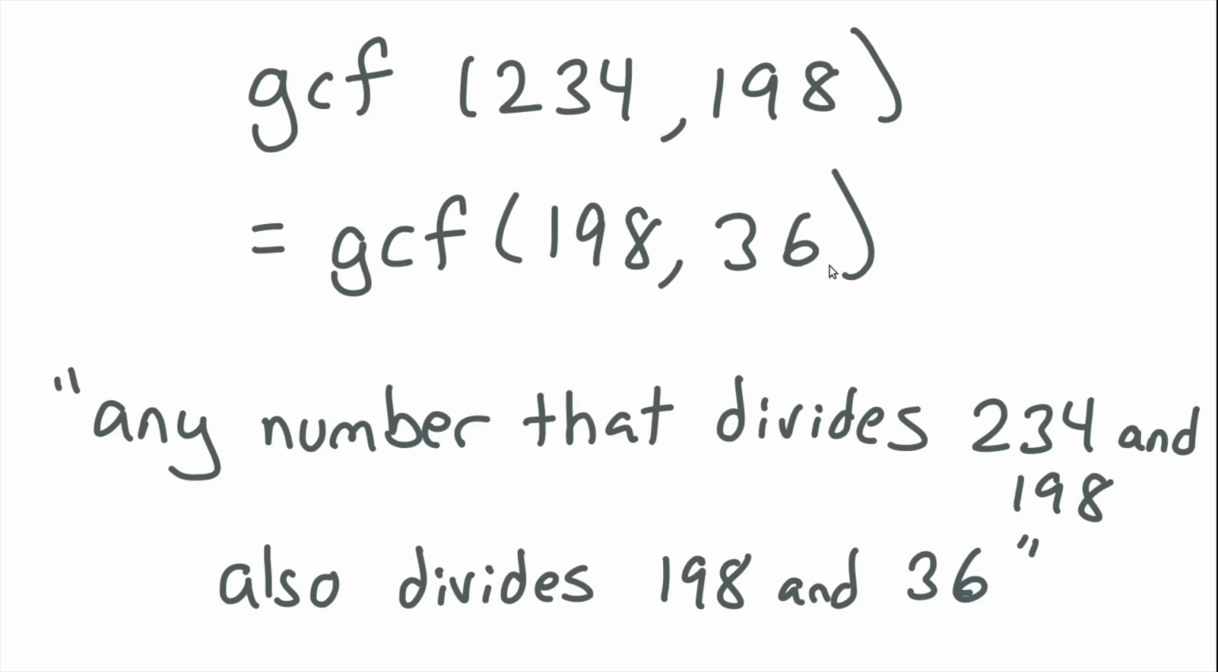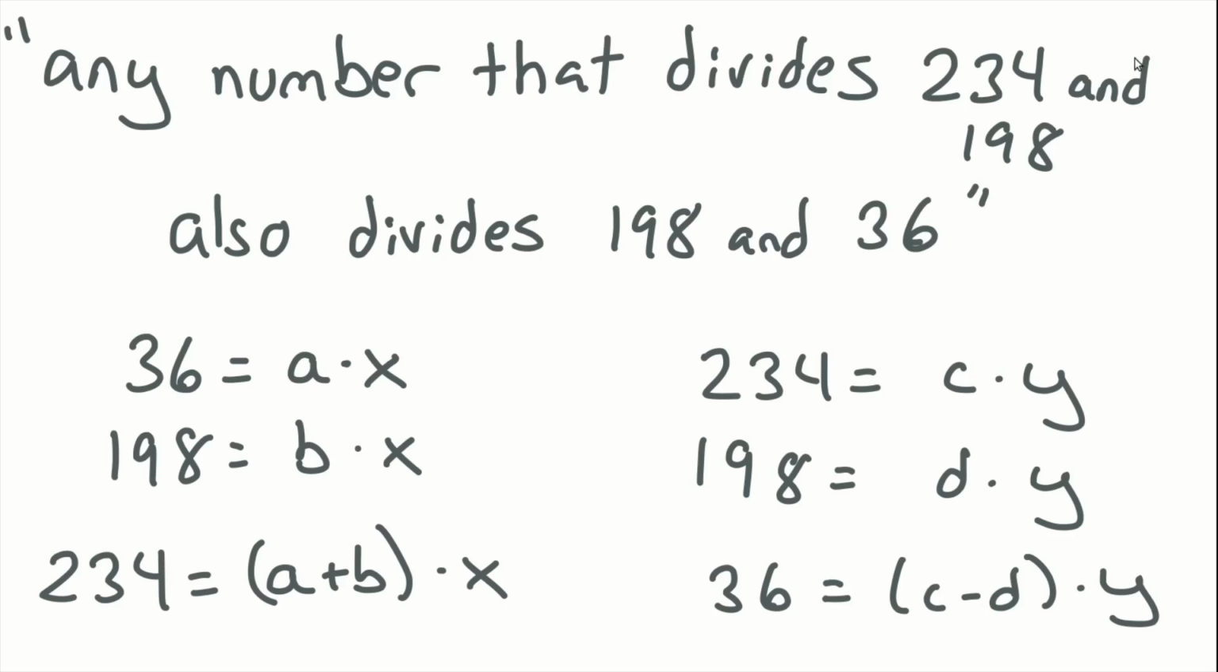But why? So I tried to write out why here. Let's say that we have a number x, which is a factor of both 198 and 36. What does it mean to be a factor? It means that there's some other integer, a, where 36 is a times x. For example, if x is 18, 36 is 2 times x.